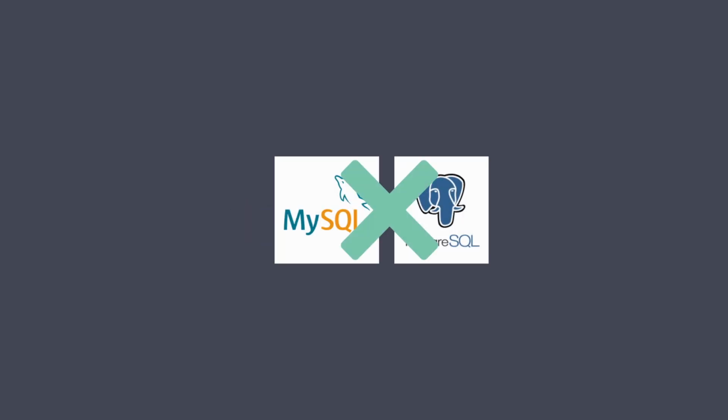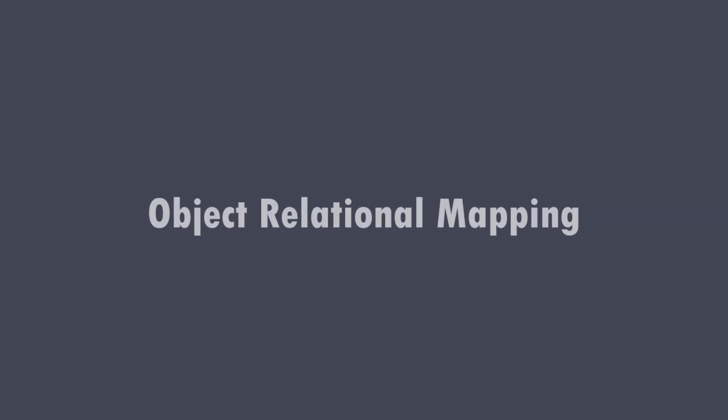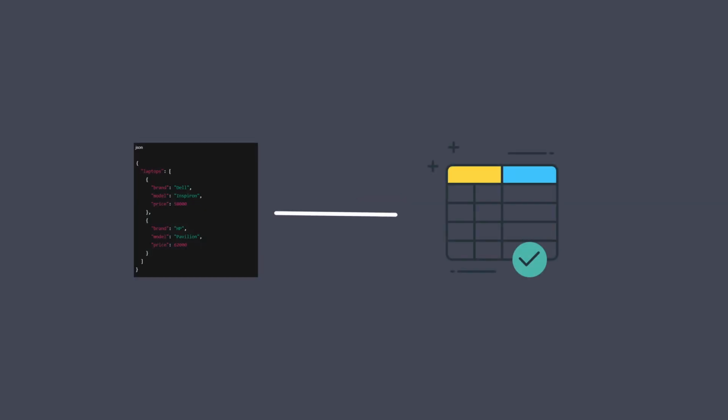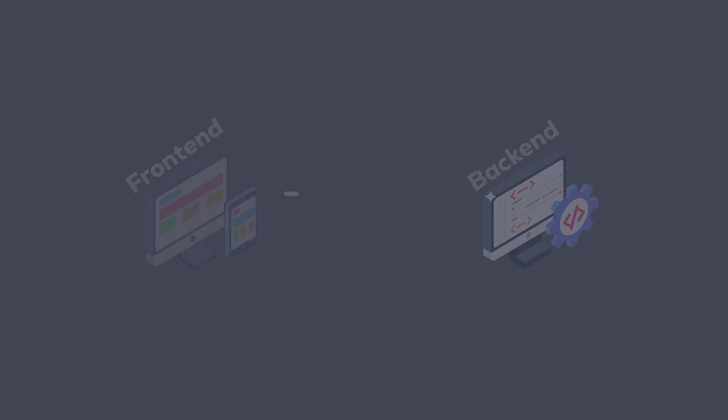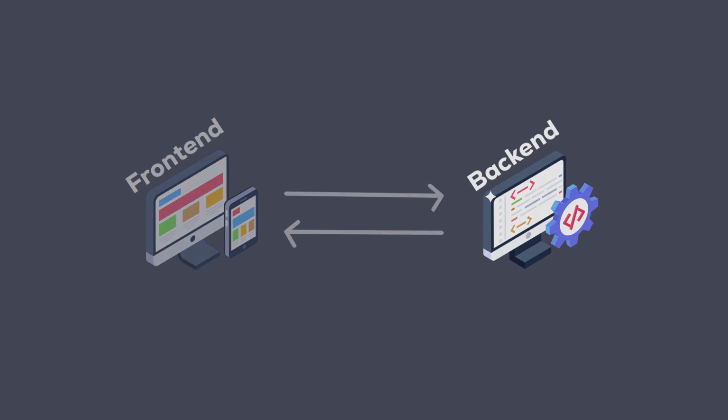But wait, here is an important thing beginners should know. Databases do not store data in JSON format. They store data in tables. To handle this difference, we use something called an ORM, which stands for Object Relational Mapping. An ORM converts JSON data into a table format which the database understands, and converts database data back into JSON for the front end. This is how the front end and back end work smoothly together.